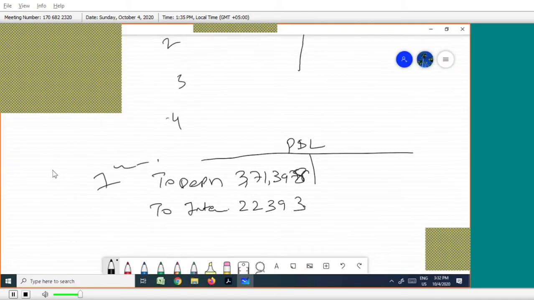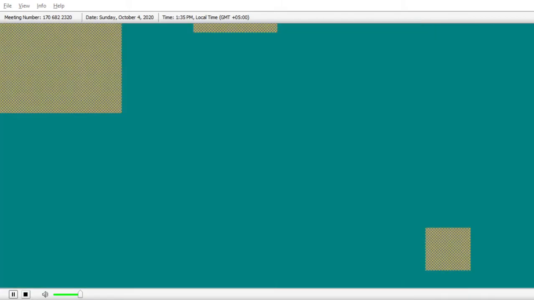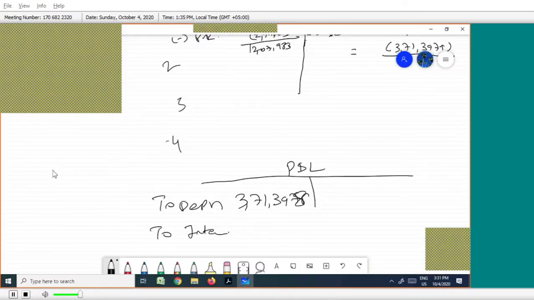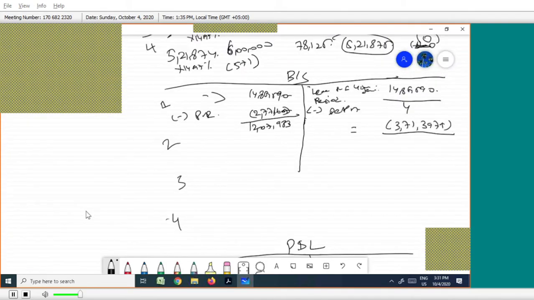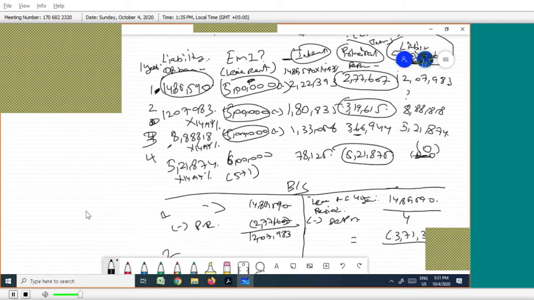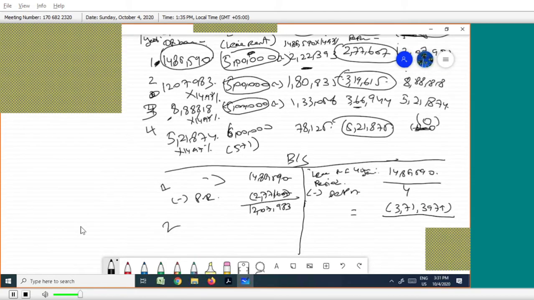rest of the years you do it yourself. 371,398, round it off. Interest, how much did we identify for the first year? We identified 22,393. That is my expense.